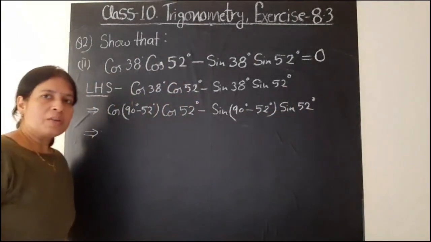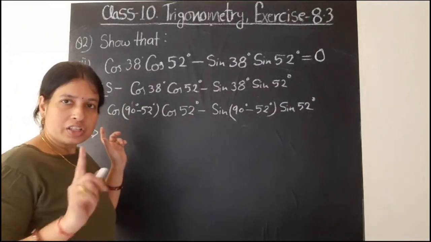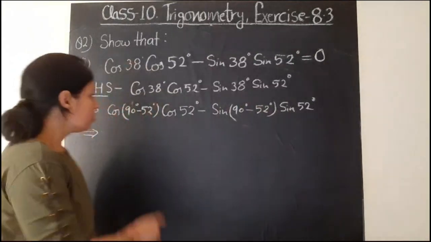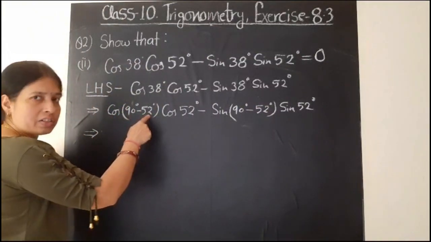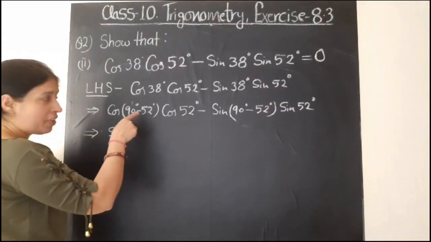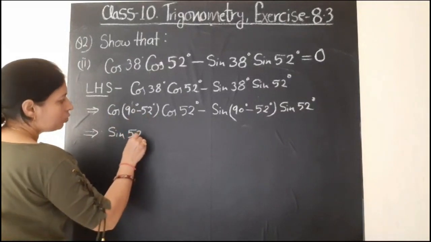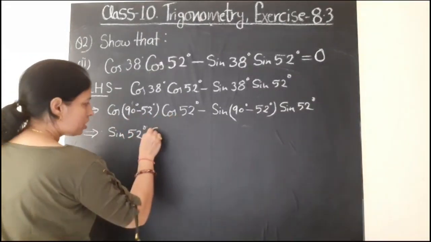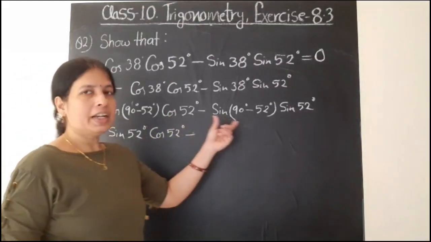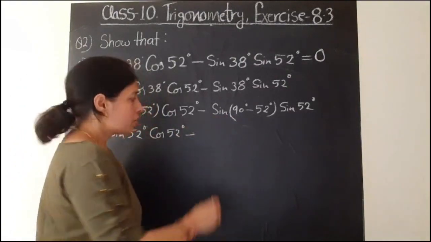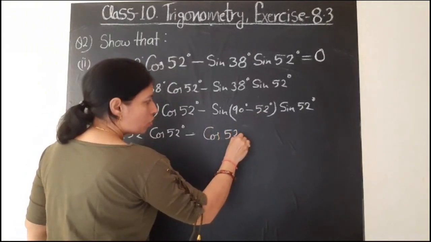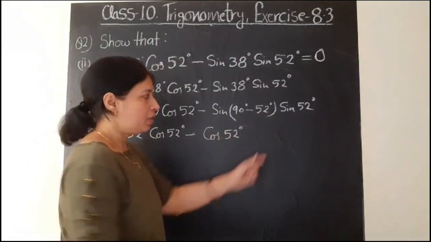So what is the formula for cos 90 minus A? Yes, cos 90 minus A is equal to sin A, and sin 90 minus A is equal to cos A. So right here cos 90 minus A, here A is equal to 52, so it will come sin A. In place of A we will write here sin 52 degree. Here write cos 52 degree as it is. Then sin 90 minus A is equal to cos A. So write here cos A. A is 52. So cos 52 degree and sin 52 degree.